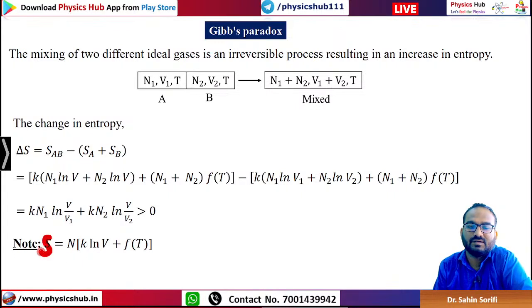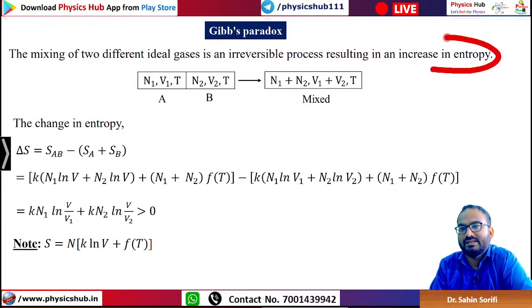So we can use this formula S is equal to nK ln V plus F of T. Using this formula, and individually applying it, K into n1 ln V1 plus n2 ln V2 plus (n1 plus n2) F(T). We get K times n1 ln V by V1 plus K times n2 ln V by V2. This is greater than 0. So you can see there is an increase in entropy. So it gives us the result that the mixing of two different ideal gases results in an increase in entropy.